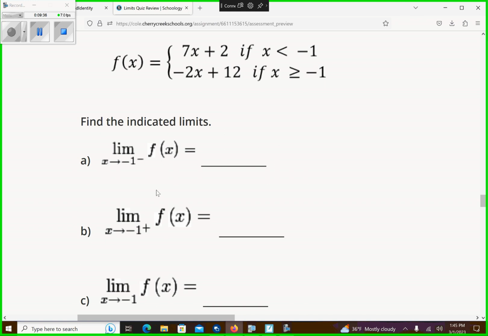Did these two give me the same exact answer? What was the answer to A? And the answer to B? Oh, no, it is 14. You're plugging -1 in. So 2 times -2 times -1, 14. So 5 and 14, are 5 and 14 the same answer? No. Does the limit exist? No.